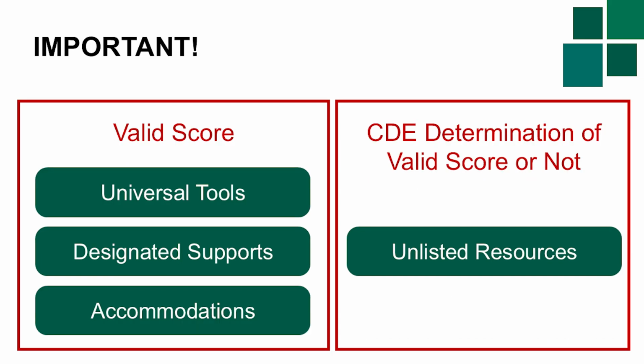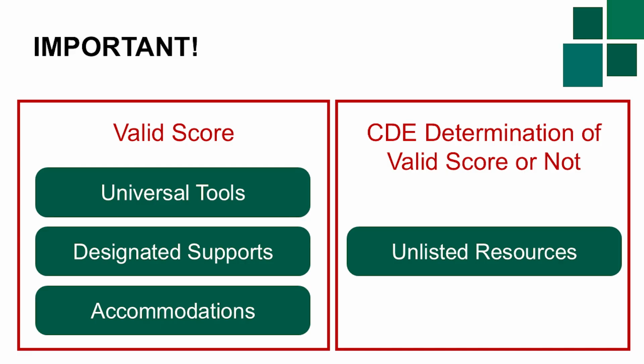We once again want to reiterate that the use of universal tools, designated supports, and accommodations does not affect the student score in any way. Students who use these during the test will still get a valid test score. We mentioned earlier that for unlisted resources, the CDE will determine if the construct being tested is still valid with the use of this resource.